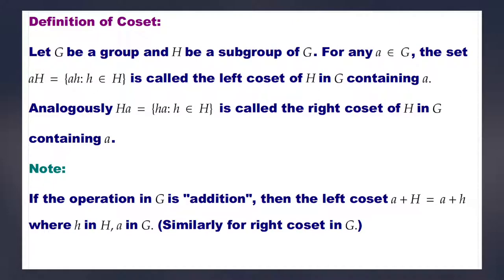Let us see the definition of coset. Let G be a group and H be a subgroup of G. For any a in G, the set aH, equal to {ah such that h in H}, is called the left coset of H in G containing a. Analogously, Ha, equal to {ha such that h in H}, is called the right coset of H in G containing a. Here the note is, if the operation in G is addition, then the left coset a plus H is equal to {a plus h, where h in H, a in G}. Similarly, for the right coset in G.